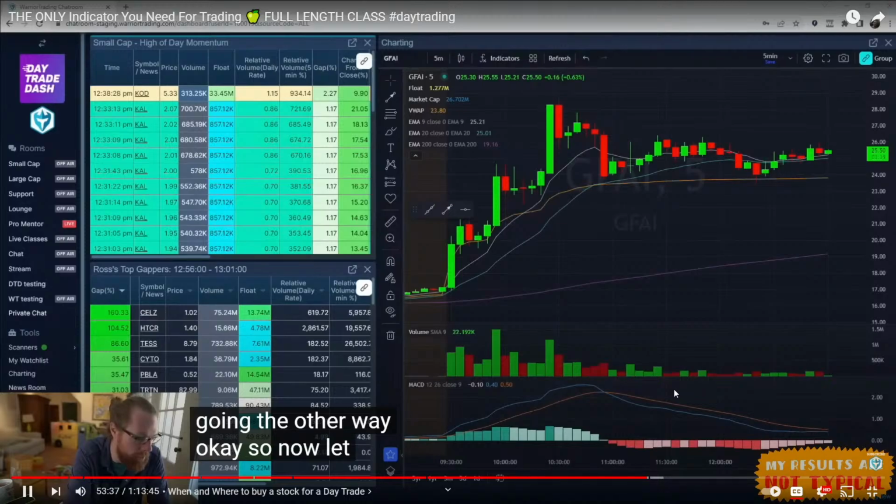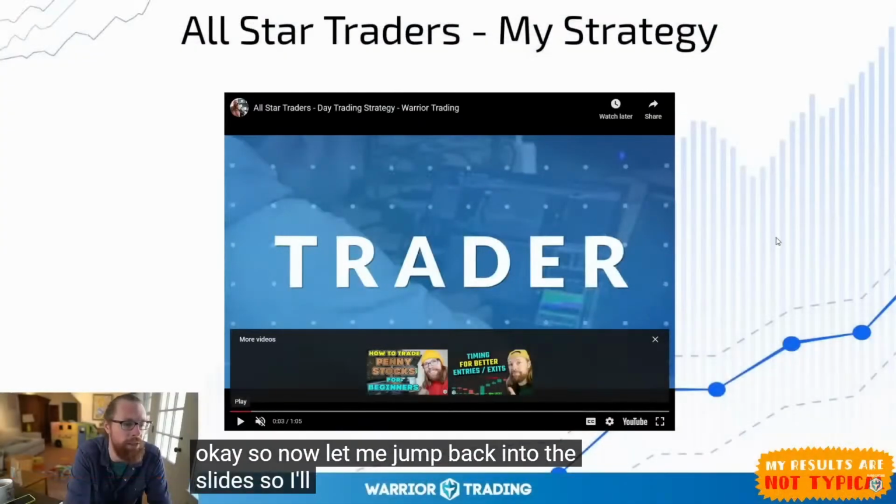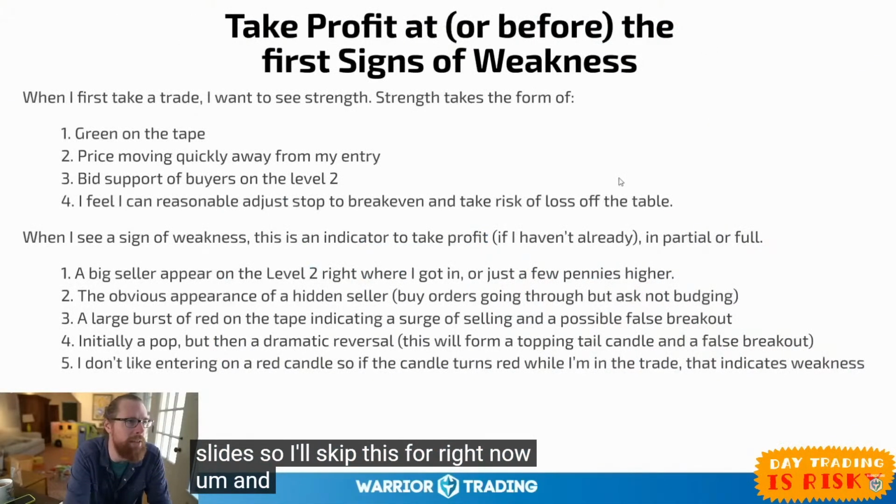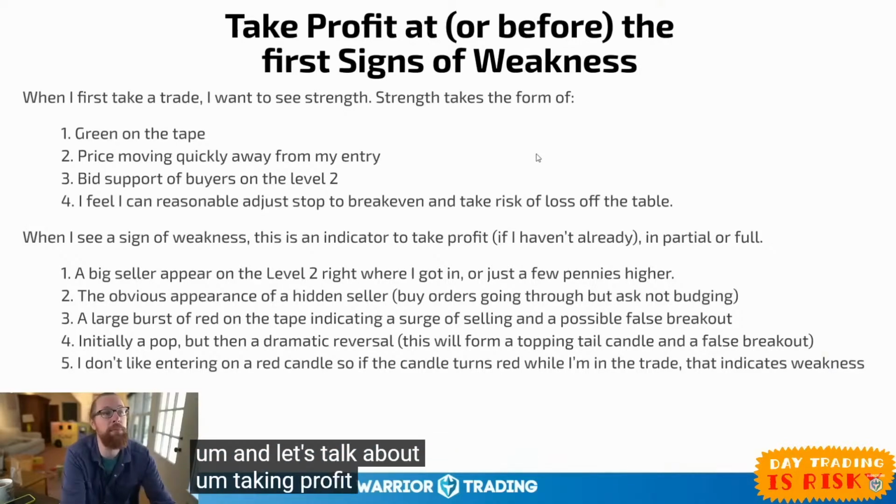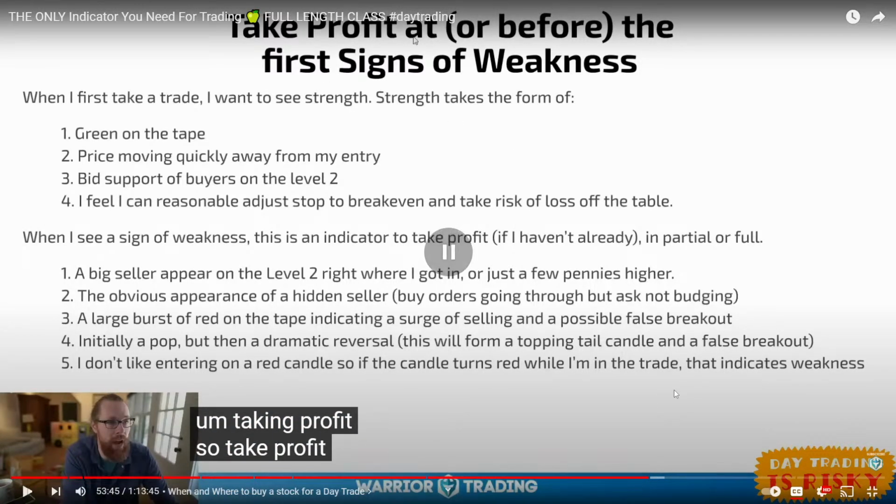Okay, so now let me jump back into the slides. I'll skip this for right now, and let's talk about taking profit. This is supporting, but he's going over more the green on the tape and level 2. When I first trade, I look for green on the tape, price moving quickly away from the entry, bid support of buyers on level 2. I find that I can reasonably adjust stop to break even, taking the risk of loss off the table.